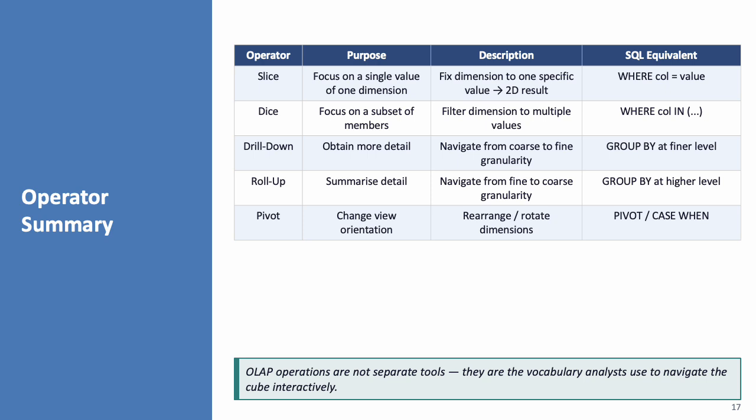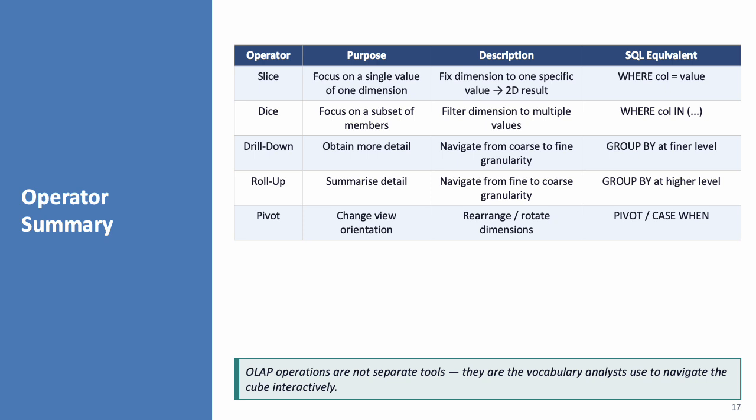This final summary table consolidates everything into a single reference you can use for revision. The slice operator: the purpose is to focus on a single value of one dimension. The operation fixes that dimension to one specific value and produces a two-dimensional result. In SQL, this is a where column equals value condition.